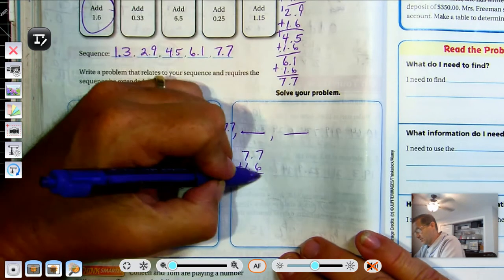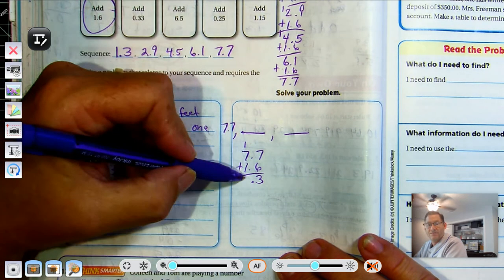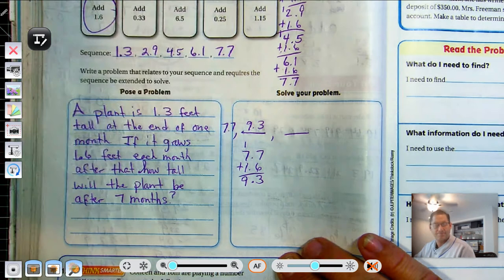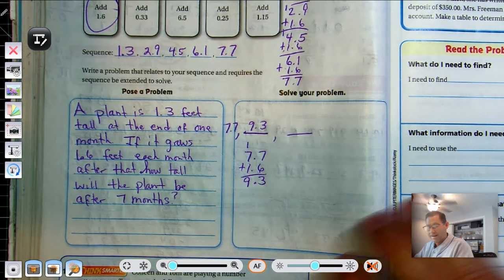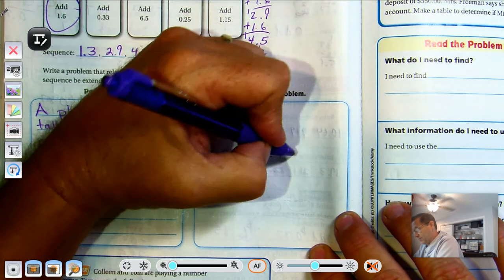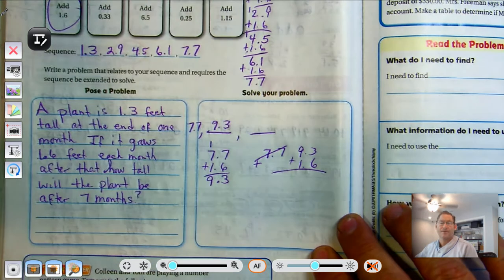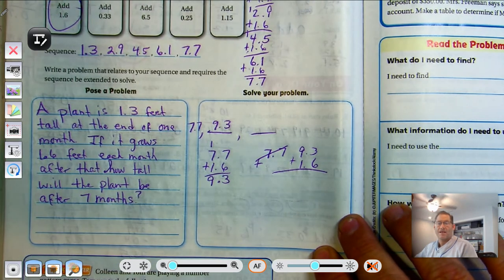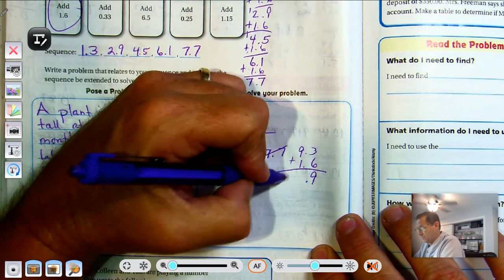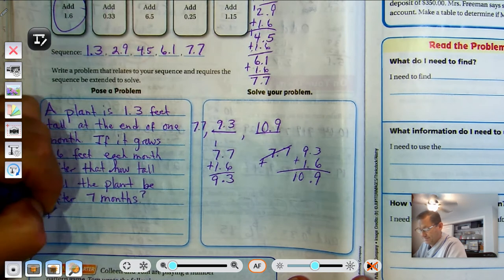7 tenths plus 6 tenths is 13 tenths. Regroup that as 1 whole and 3 tenths. 7 and 1 is 8, plus the regrouped 1 is 9. So 9.3. And then finally, 9.3 plus 1.6. So 3 tenths plus 6 tenths is 9 tenths, and 9 plus 1 is 10. So 10 and 9 tenths.